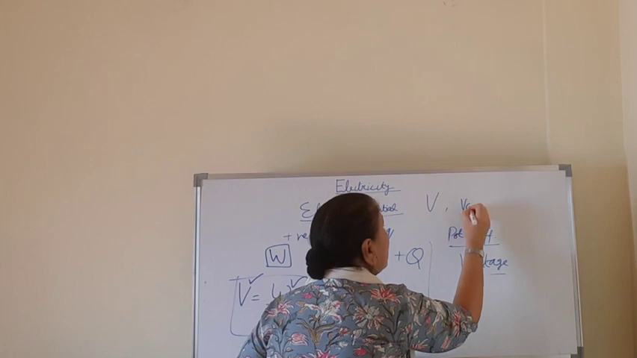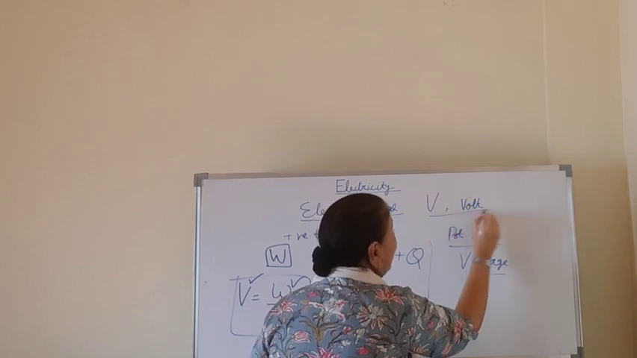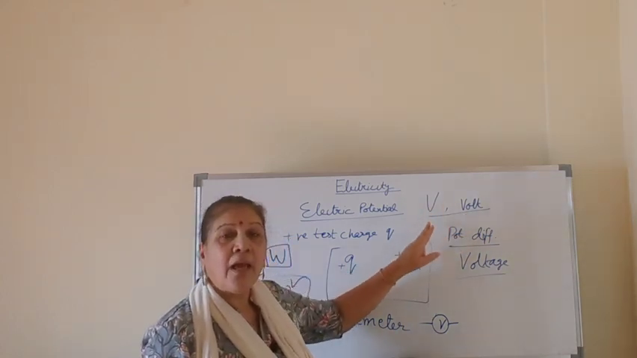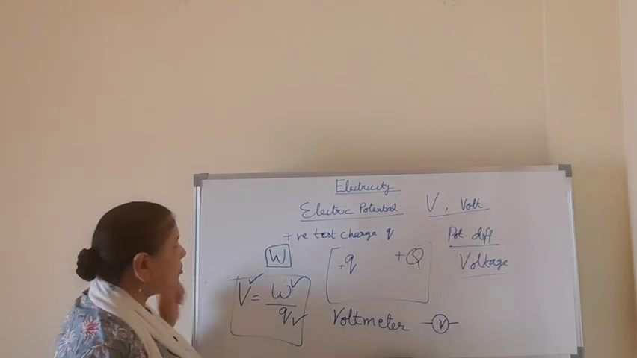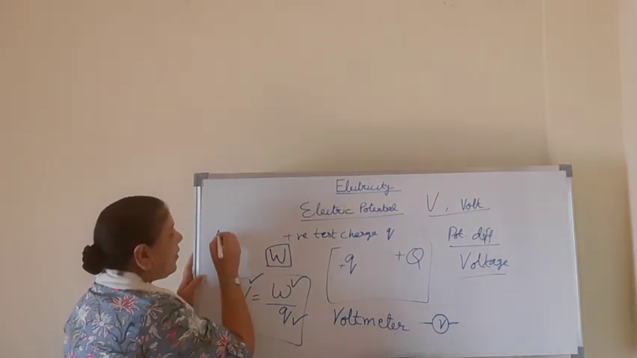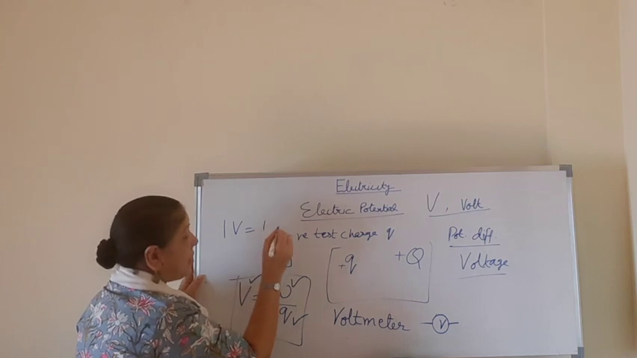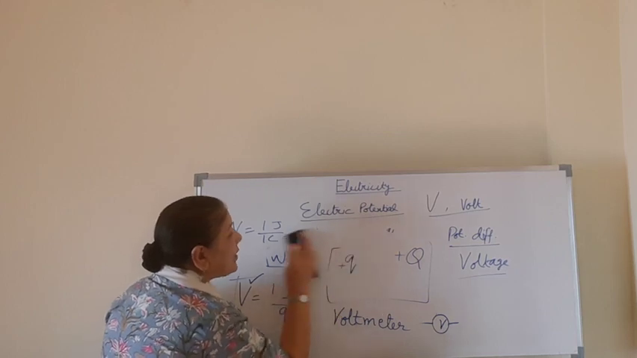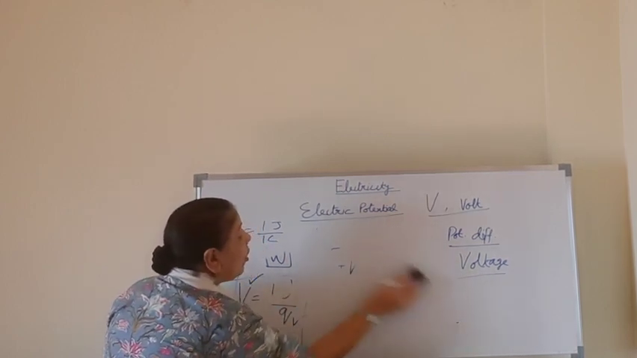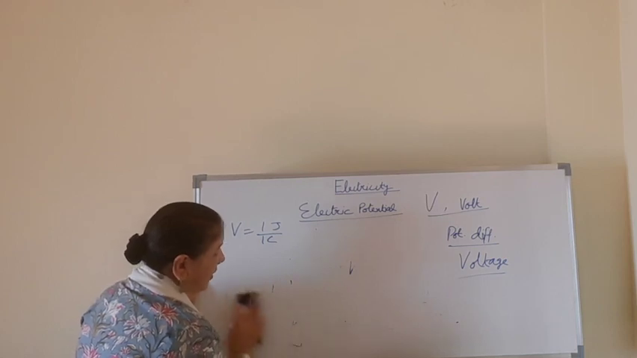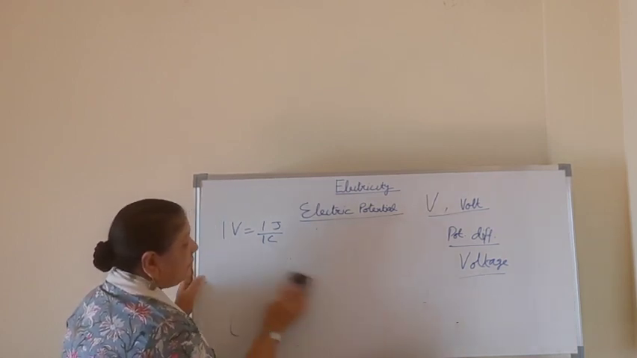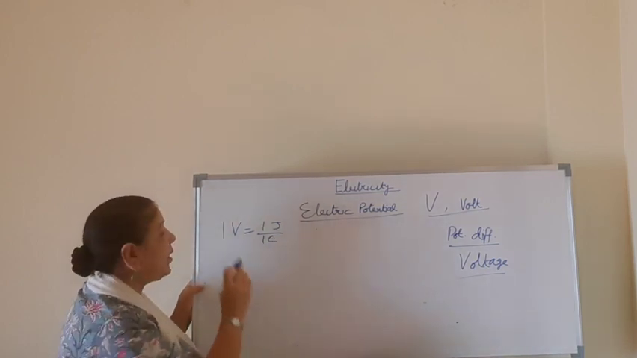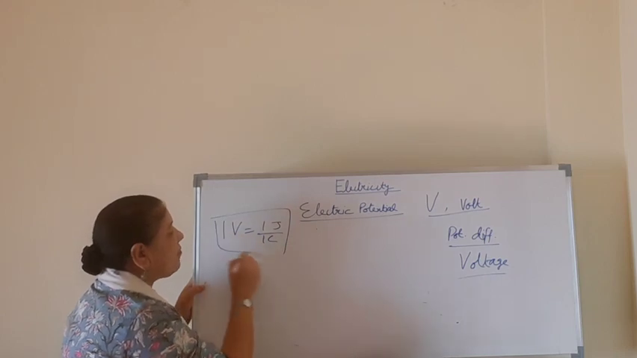The unit is volt, with a small v. So what is the unit of potential difference or potential? Volt, or V. I can also say that 1 V is equal to 1 joule per 1 coulomb. So what is the unit definition of electric potential, or 1 volt? When 1 joule of work is done to bring 1 coulomb of charge from one point to another, the potential difference is said to be 1 volt.